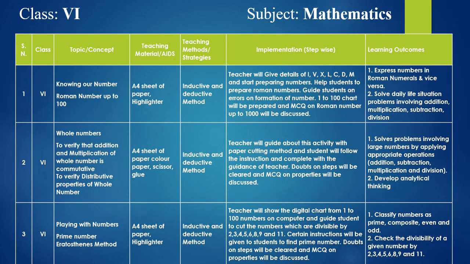Some activities that I have planned, I'm just screening them. The first activity is for class 6. The chapter is Knowing Our Numbers and the concept is Roman numerals up to 100. So which kind of activity can we do?